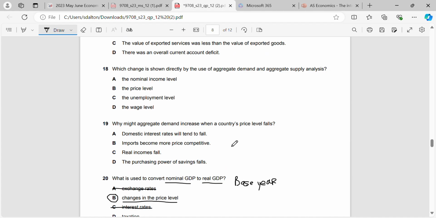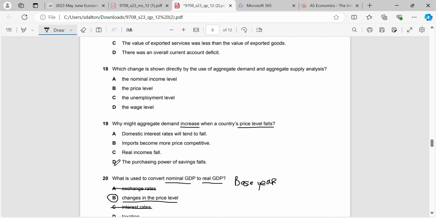Question 19. Why might aggregate demand increase when a country's price level falls? Okay, so one thing to remember here is that they're just talking about an AD diagram. The price goes down, why will the AD go up, right? Now, why will AD go up?